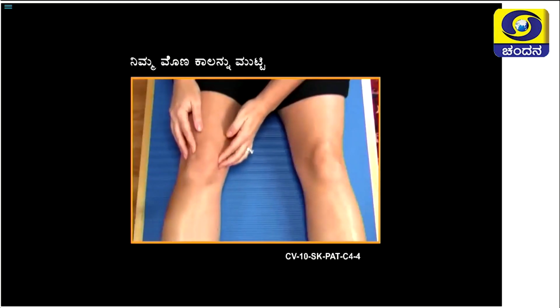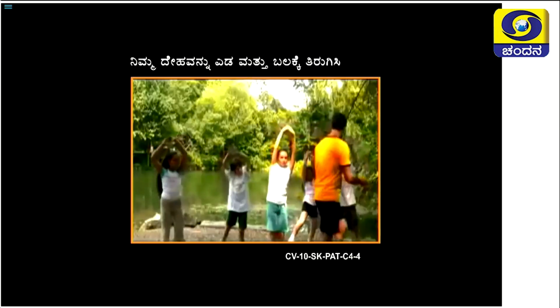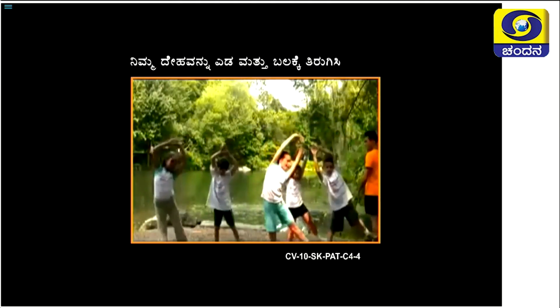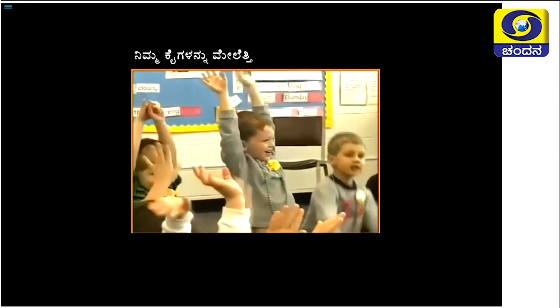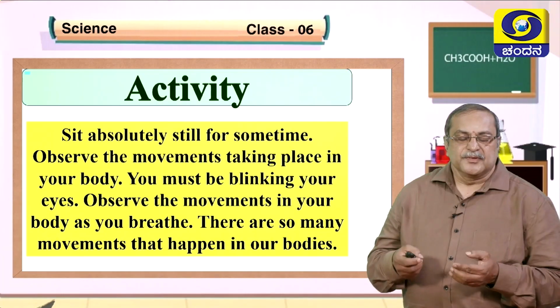So the knee joint there, he is touching it and seeing why this patella is moving like this and why it is there. They are checking it. We can also touch and see. Now you see they are bending front and sidewise. They are playing happily. So you have seen this activity.